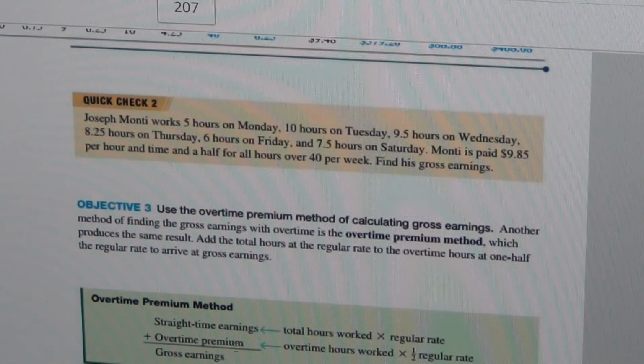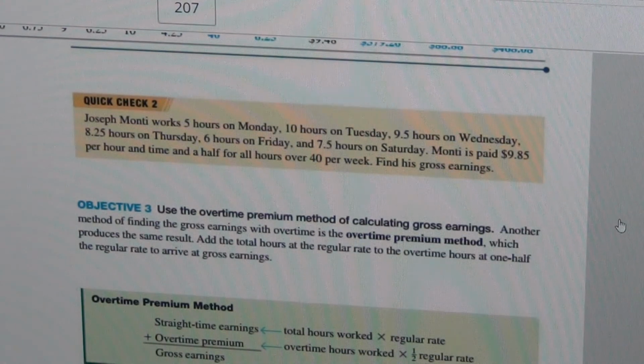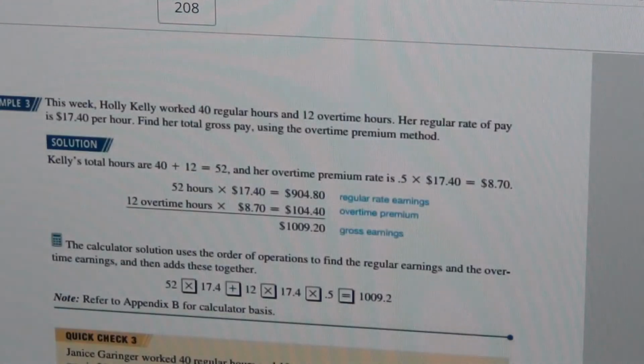The extra half per hour is only going to be applied to that which is overtime. Okay, so we take the overtime hours, and we're going to multiply it by half the regular rate. And we'll take the straight time earnings plus the overtime premium, and we'll come up with gross earnings. Okay? So an example of this would be on the next page. We started off on 207, and we're on 208 now, I'm sorry.